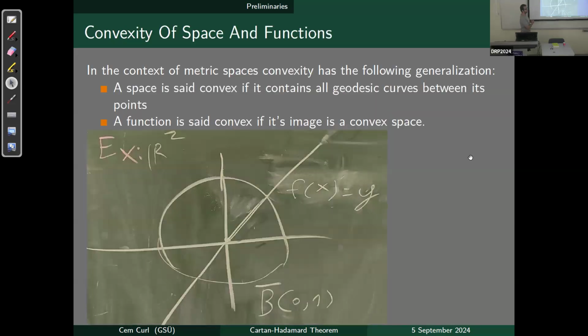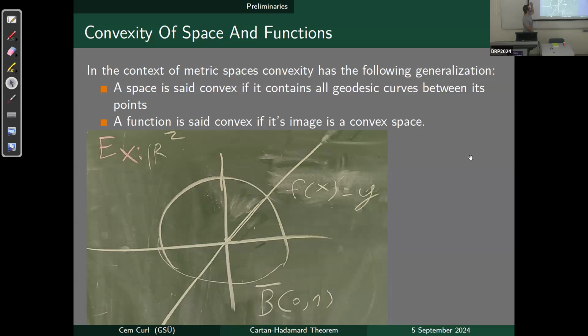Now, convexity of space and functions. Right, the standard definition of convexity, does anybody remember it? No. Straight lines, yeah. The standard definition of convexity is that given 2 points, the straight line connecting these two has to remain in the set. That's a convex set. It's not enough for us.